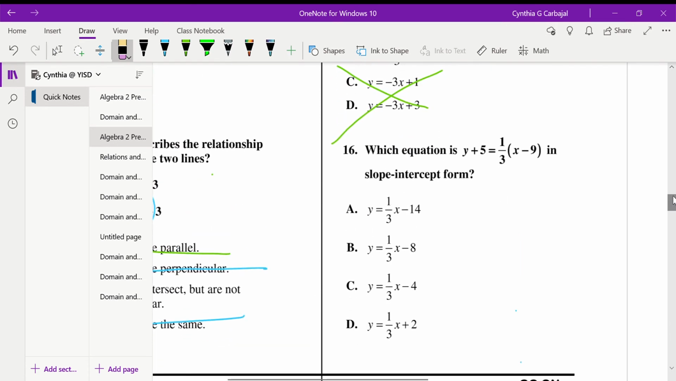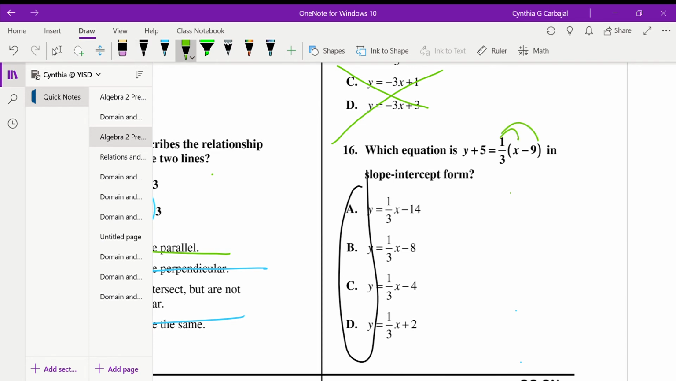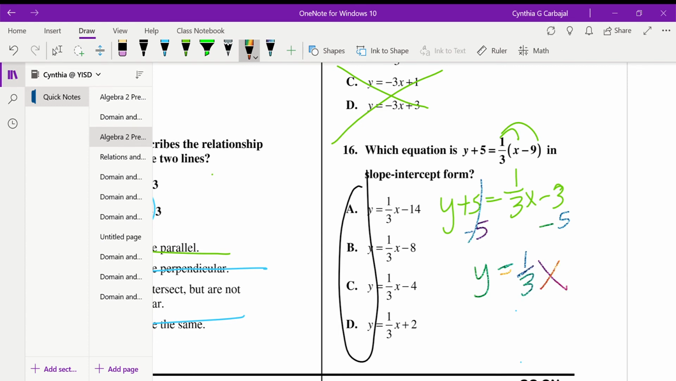Alright, number 16, it says to write this in slope-intercept form. Well, if you could tell, slope-intercept form has y by itself and there's no parentheses. So we need to distribute that 1/3 first inside the parentheses. So 1/3 times x is 1/3 x. 1/3 times -9 is -3. Then on this left side, we have a 5. So we're going to subtract the 5 so we can get y by itself. If I subtract the 5 on the left, I subtract the 5 on the right, and my equation is y = 1/3 x minus 8.